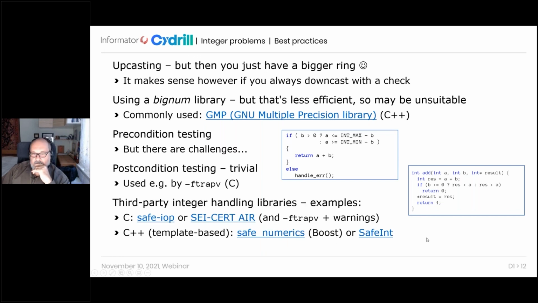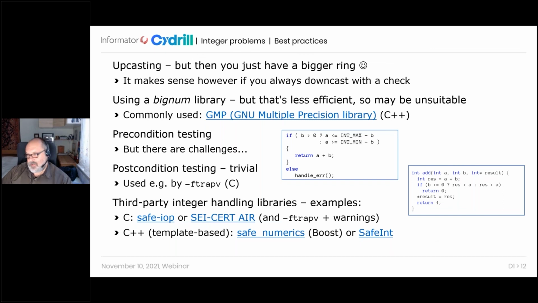And specifically for C++, you also have some nice libraries, and also for C, but let me talk more about C++. So you have the safe numerics from Boost or SafeInt, which are all template-based C++ libraries. You can template your integers. And the most important feature of these is that when you cross the red line, there will be an exception.